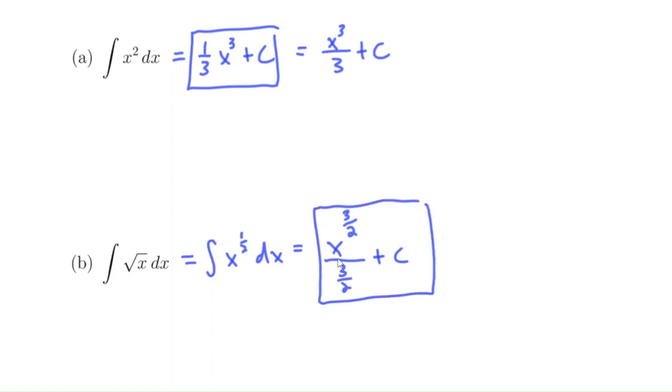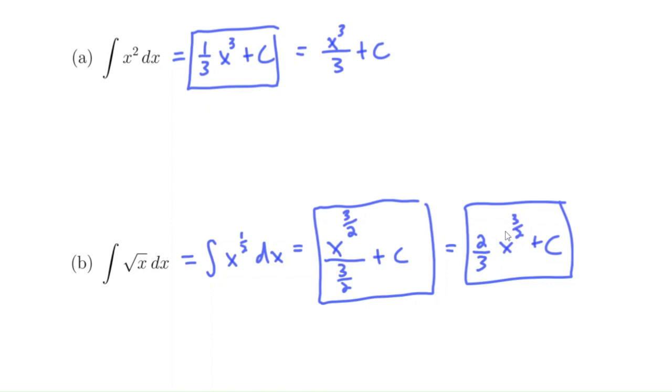When you divide by a fraction, you can actually just multiply out front by its reciprocal. So dividing by 3 halves is like multiplying out front by 2/3. So it's 2/3 x to the 3 halves plus c. That's the integral of the square root of x.